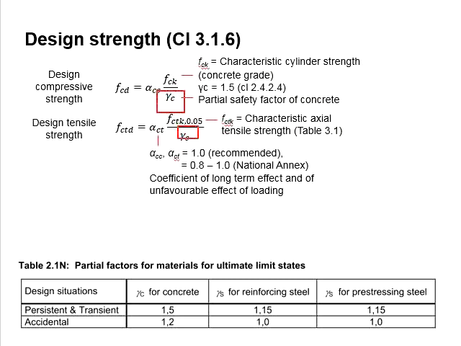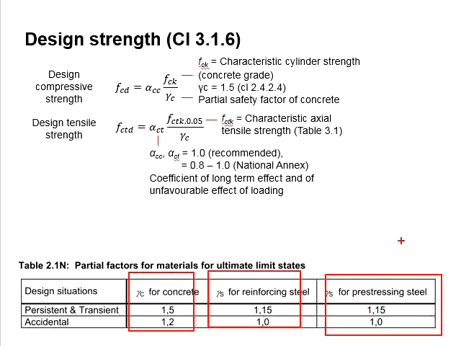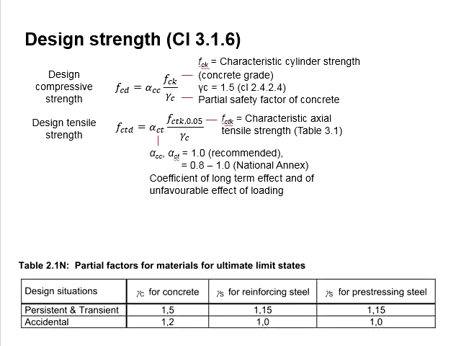Gamma c here represents the partial safety factor of concrete, which is equal to 1.5 in accordance with clause 2.4.2.4. This number is obtained from Table 2.1N in Eurocode. The factors of safety of concrete, steel, and prestressing steel are indicated here. For normal circumstances, the persistent and transient conditions are referred to.